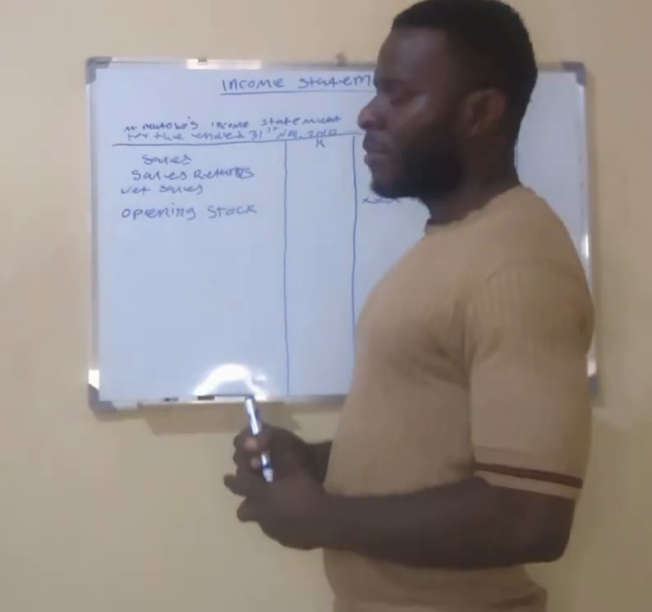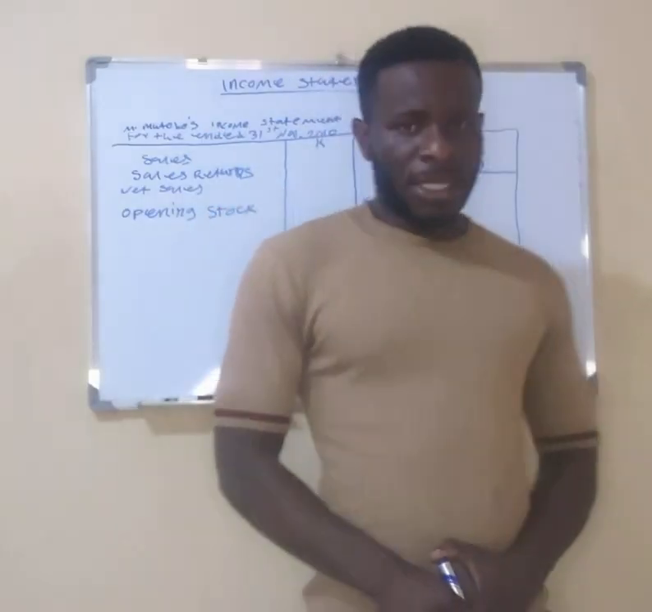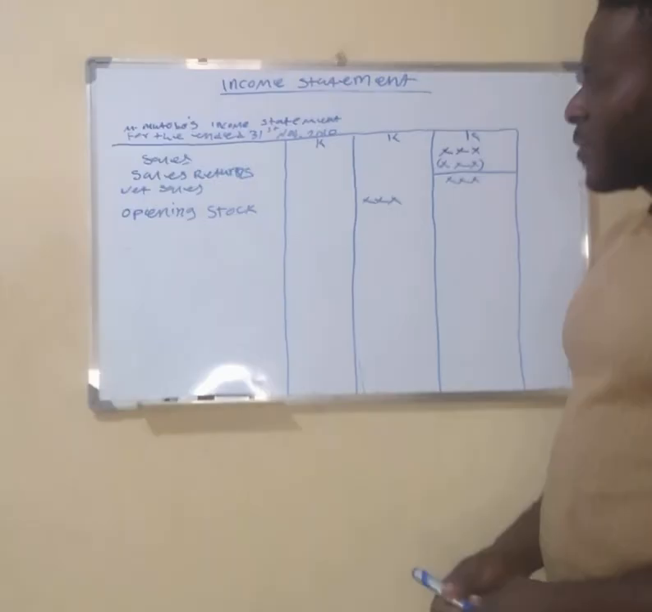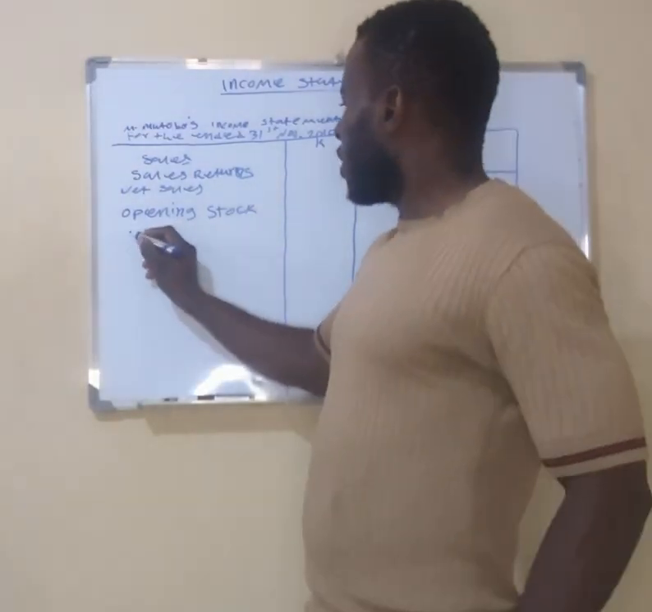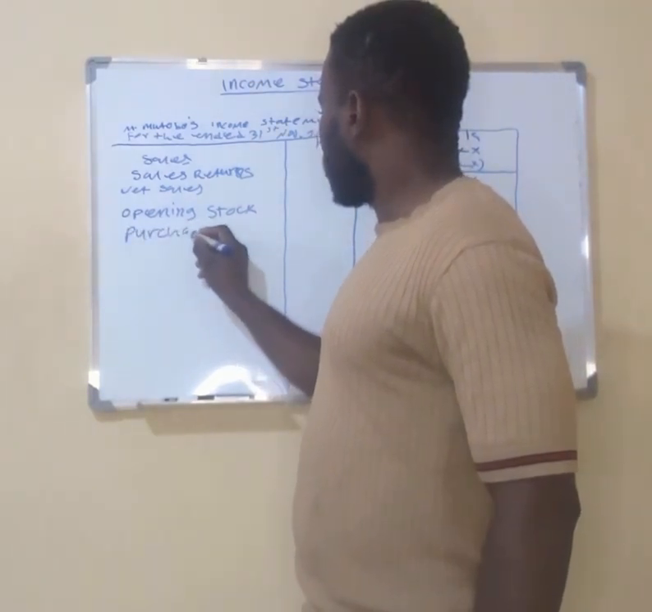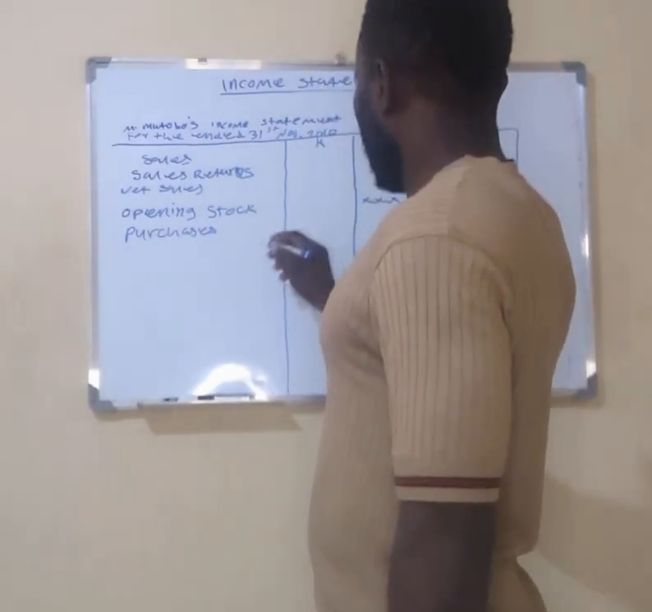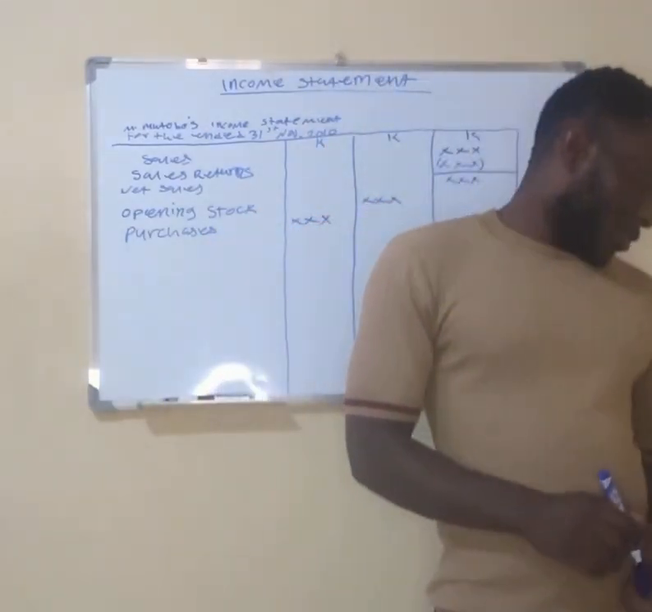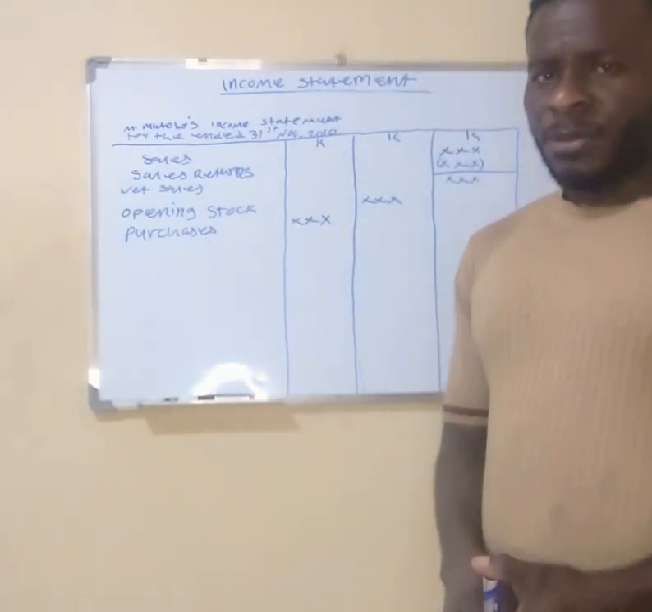So the opening stock figure, you put it here, because we need to add the number of items that we purchased. So if you purchase other items in the new accounting period, those are the purchases, and they are going to be added to the opening stock. So the purchases will be, let's put them here. We may have adjustments, so we put it there.